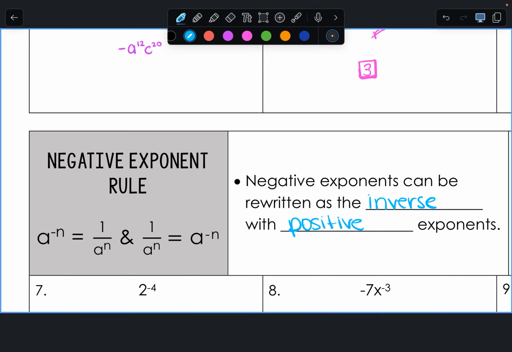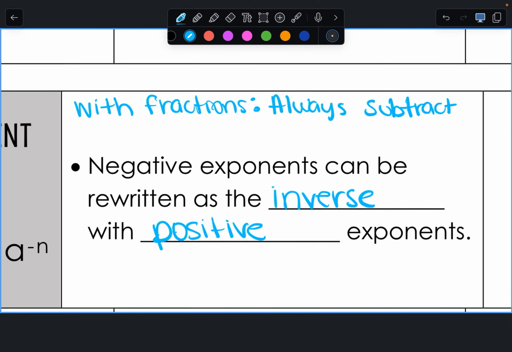So, with fractions, you always want to take care of the quotient rule first. So, always subtract first. Always.